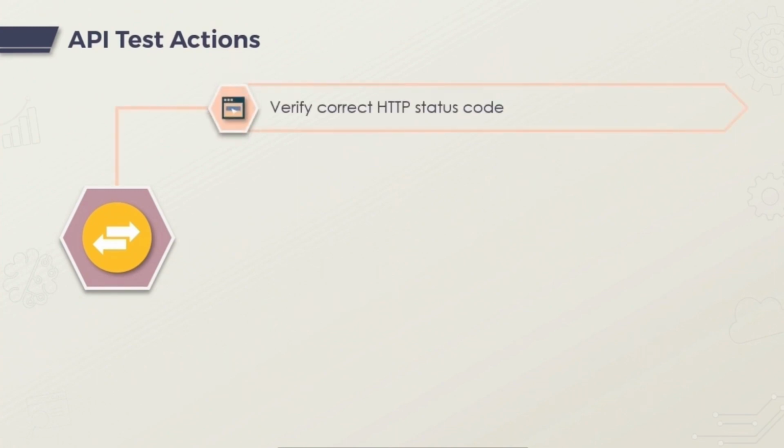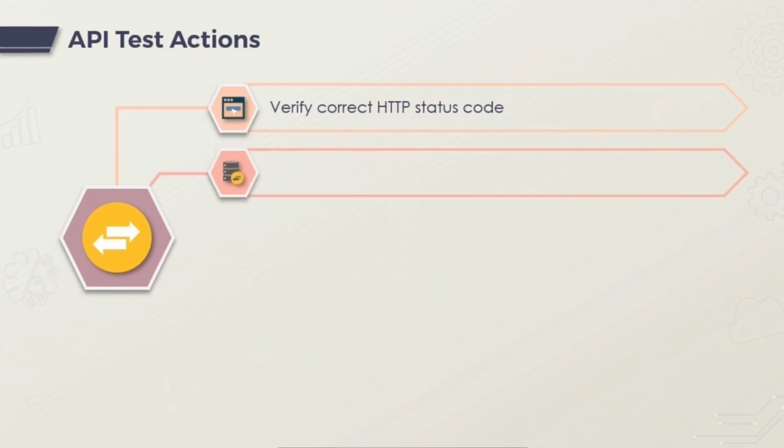The first test action is to verify if the HTTP status code is correct. For instance, creating a resource should return 201 Created, and unpermitted requests should return 403 Forbidden. The second test action is to verify the response payload. We need to ensure that we get a valid JSON body and correct field names, types, and values.